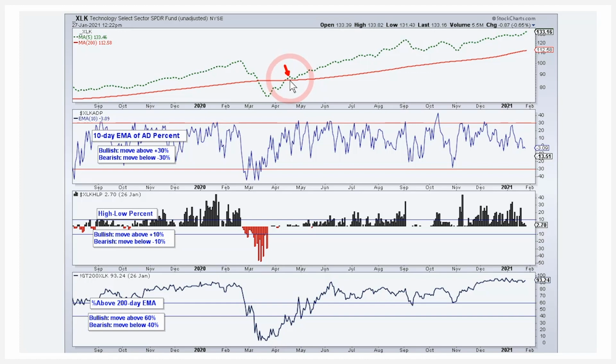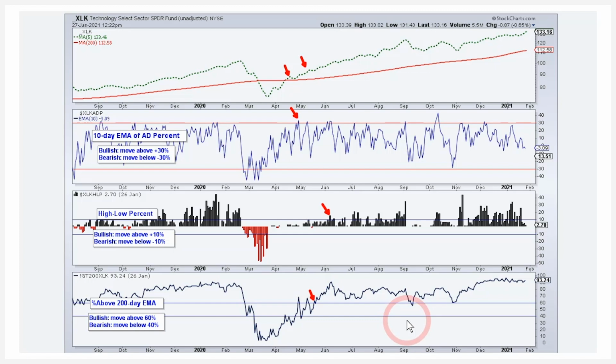So you can see it was bullish here in April, and then we had that bullish signal from 80%, but we didn't get a complete bullish signal from percent above 200-day until late May. So this model would have turned bullish there in actually mid-May. So you would have been bullish here for XLK, and then high-low percent came in here.